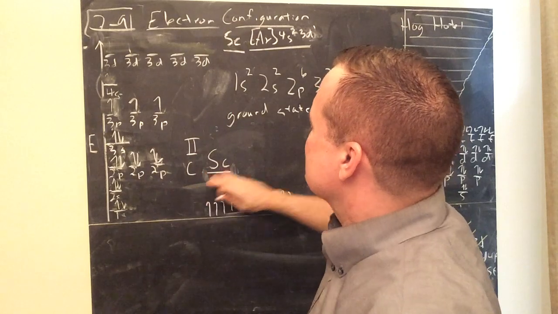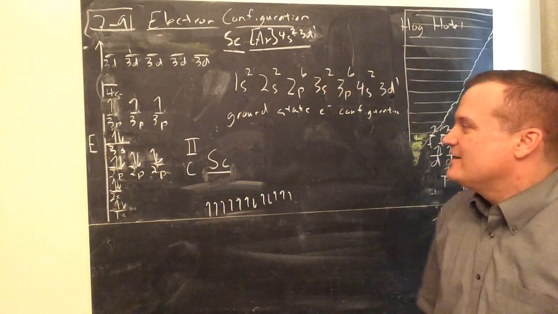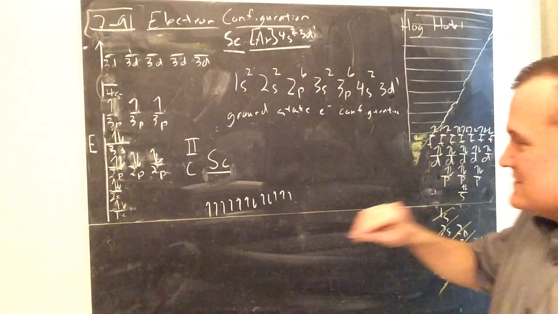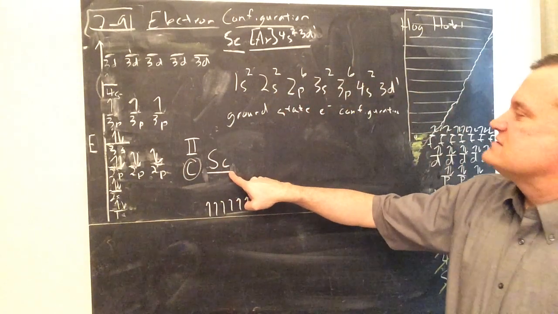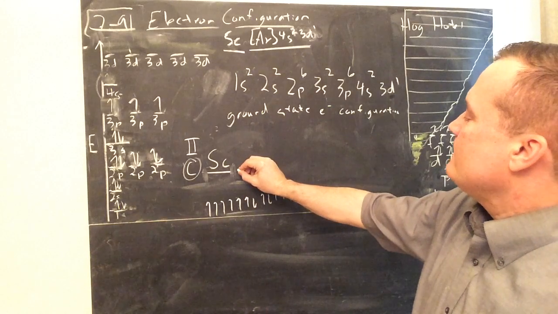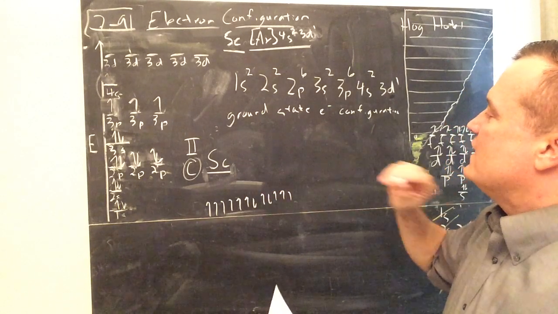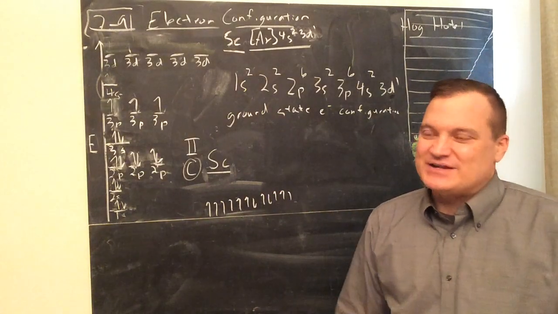Not for SC, but for scandium, which is SC. It would be USC then. All right, so scandium is SC. Then I'm going to write what's called the regrouped electron configuration.